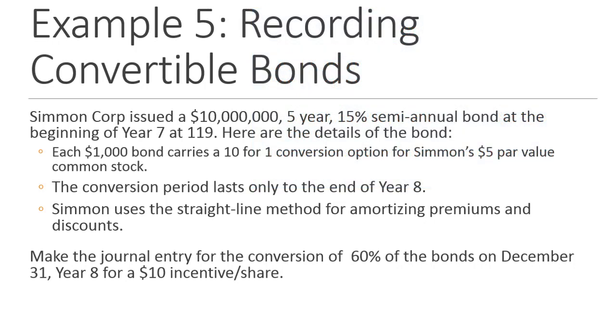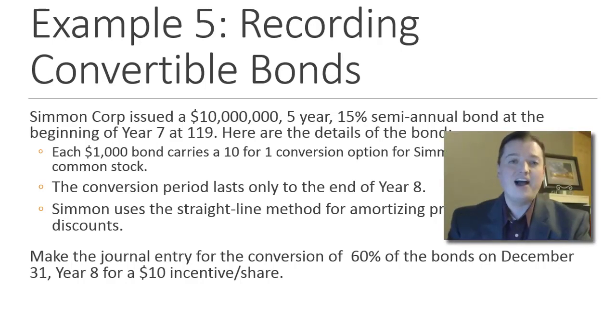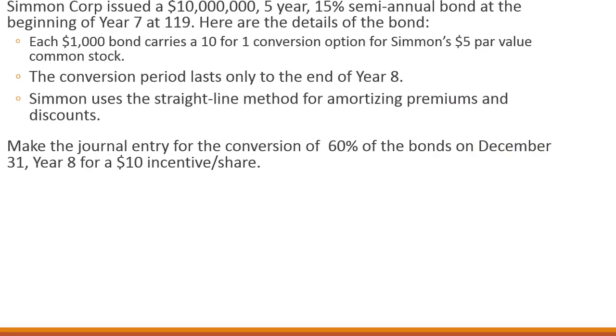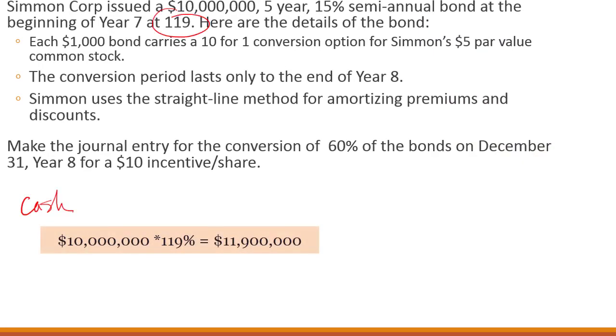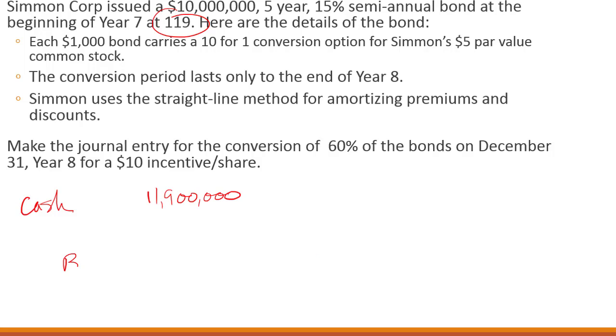And the best way to start that process is with the journal entry that occurred when we issued the bond. Hey, you knew these journal entries were coming. I was going to find ways to do as many as possible. We would have gotten cash at 119% times 10 million gives us $11,900,000 in cash. I record a bond payable for the face value, and the difference goes into the premium account.